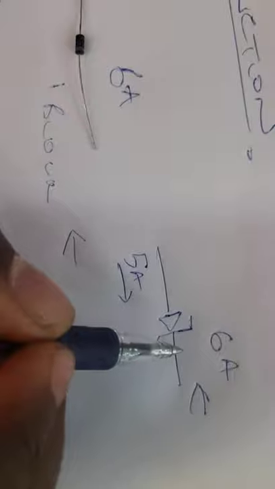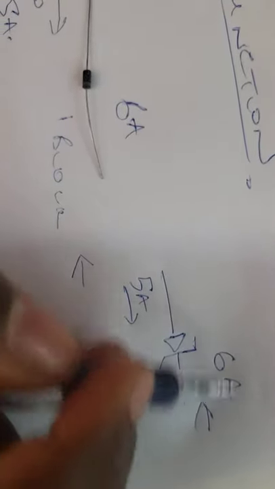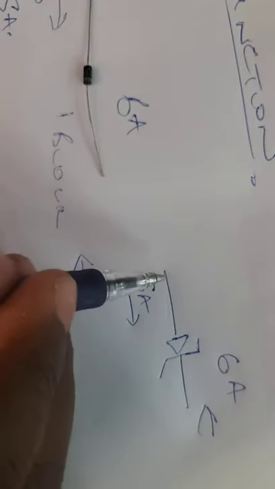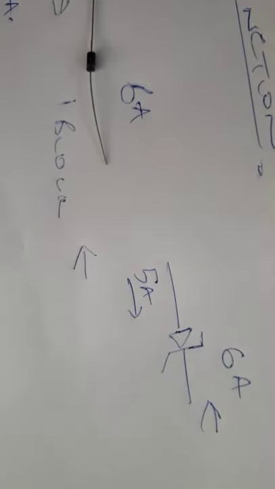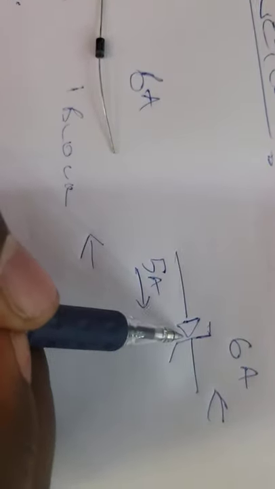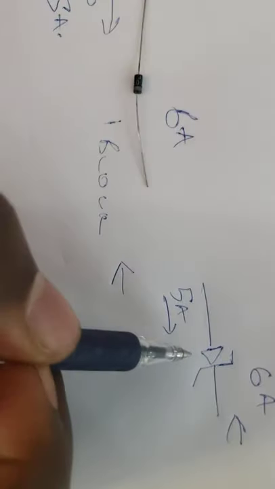Now the beauty about the Zener diode is that it will block up to 6 amperes, but if anything above 6 amperes comes, it will allow it to pass. So it will protect itself, allow it to pass, burn up whatever it will burn up, and then when the circuit is turned off, it will reset. So that is the beauty about the Zener diode that we have right here.